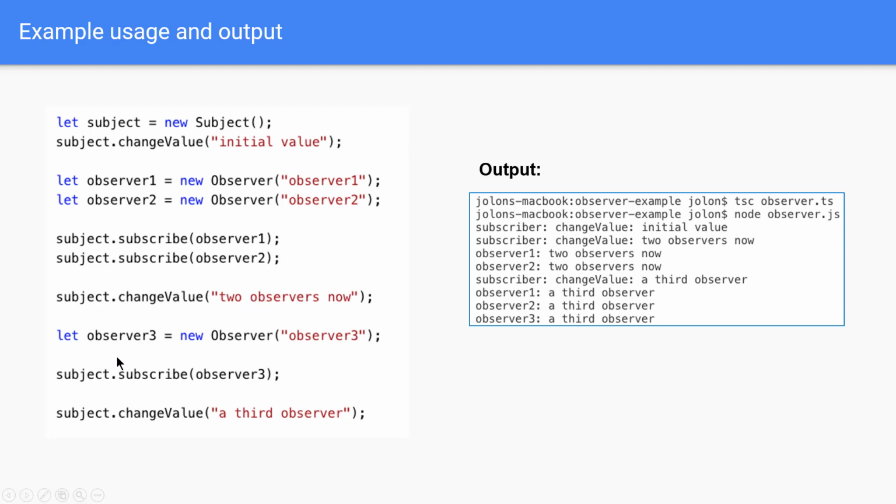Here, a third observer object is created and it lodges its interest with the subject so that it can be notified of any changes with the subject. The subject updates its data and notifies all three observers.